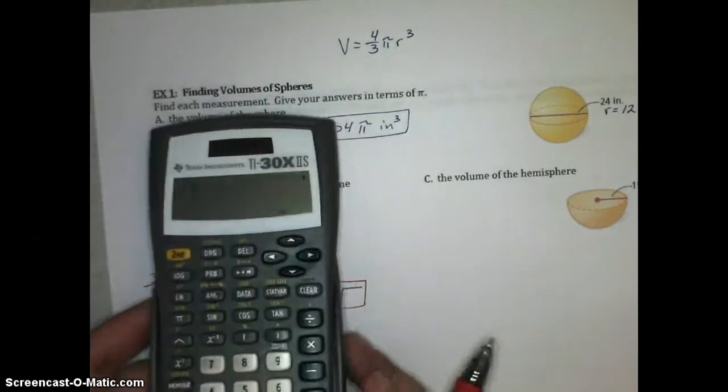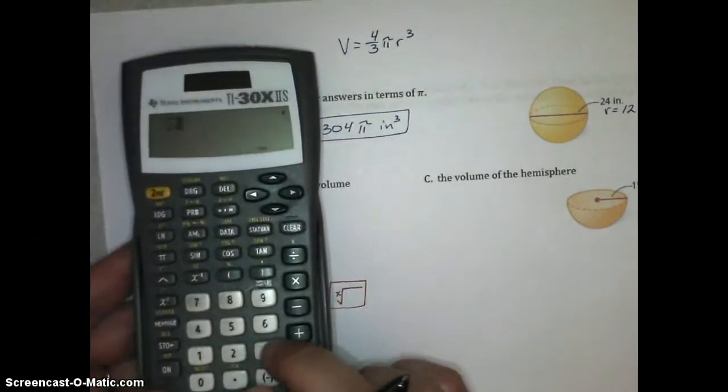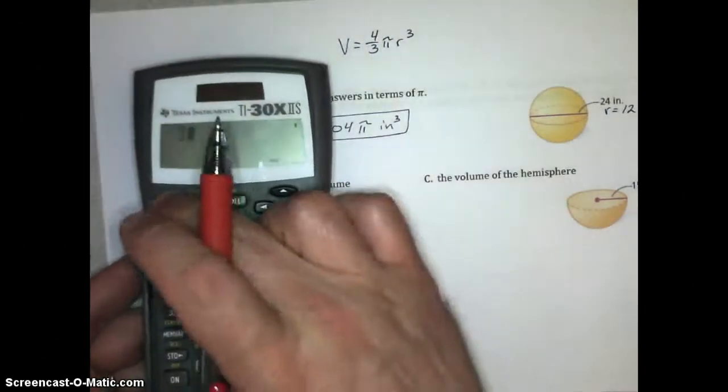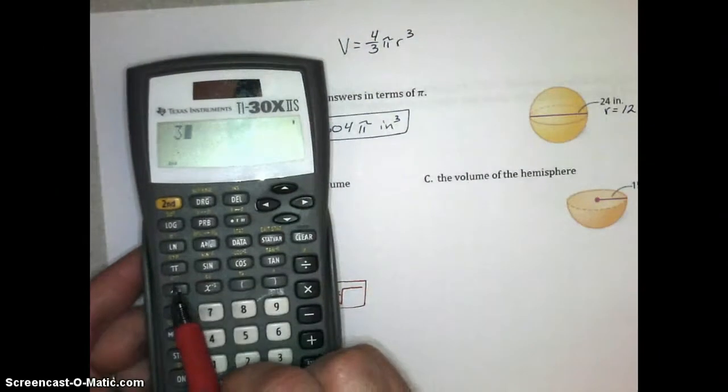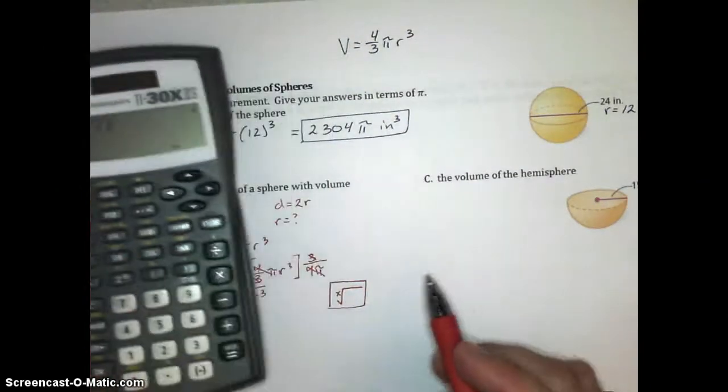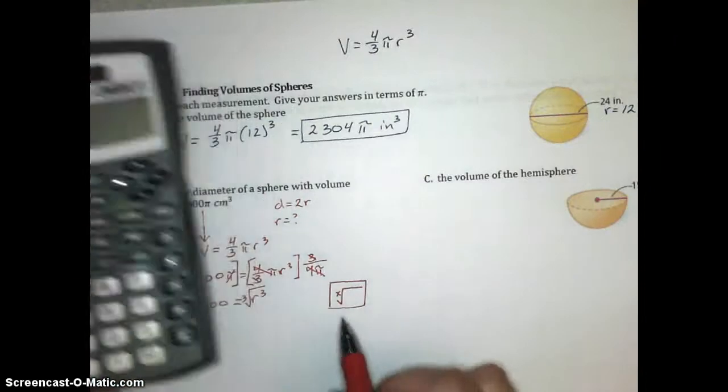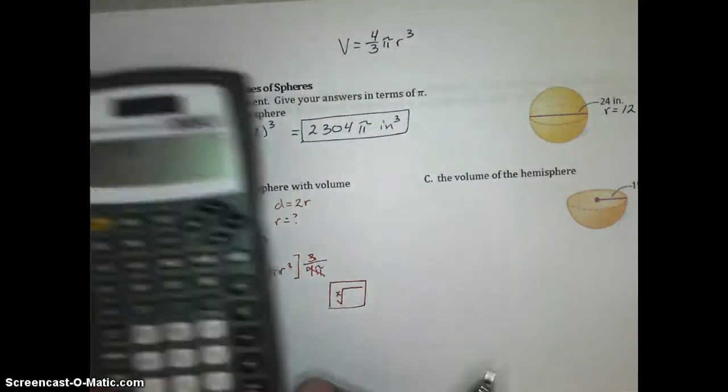So in order to do this problem, I'm going to type in 3 to set up the cube root. I hit second, and then this button right here. If I hit my second or function button, it brings up the cube root, since I put the 3 first. Then I put in my 27,000.